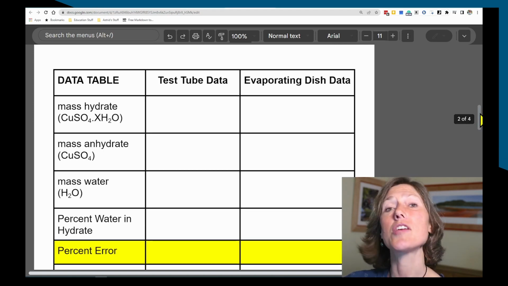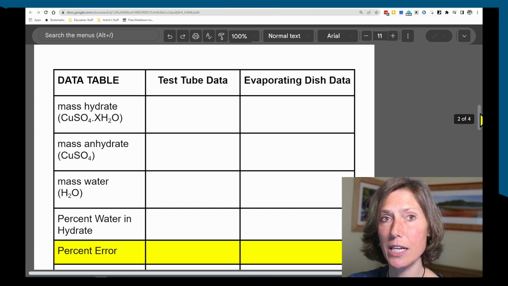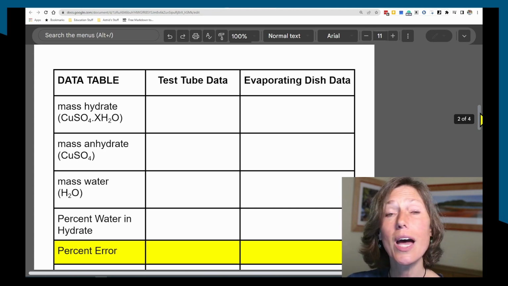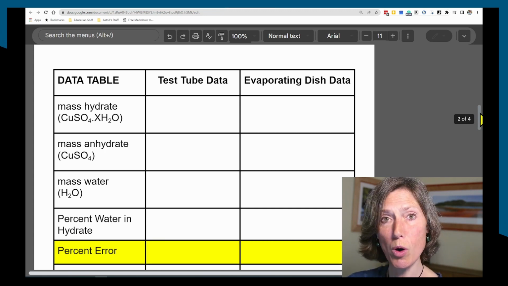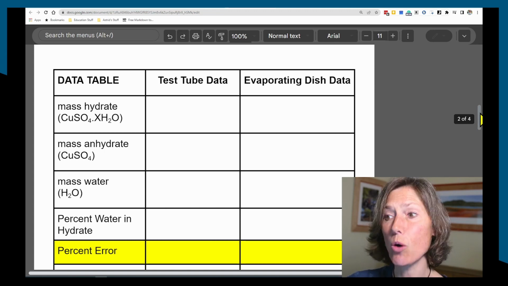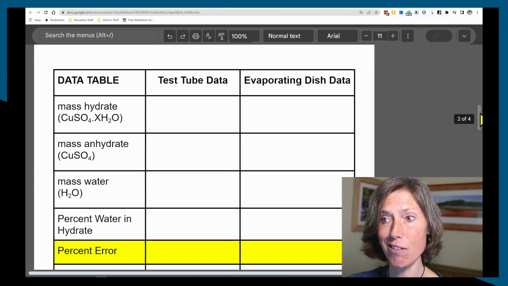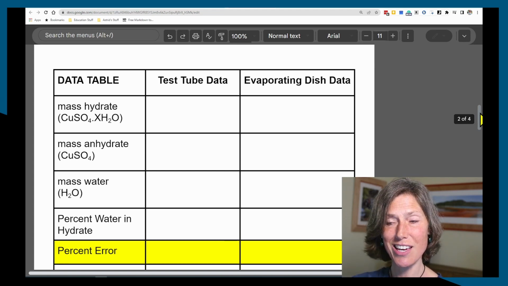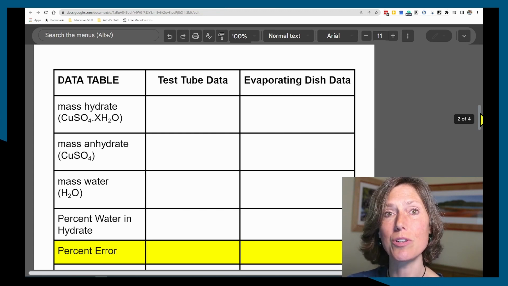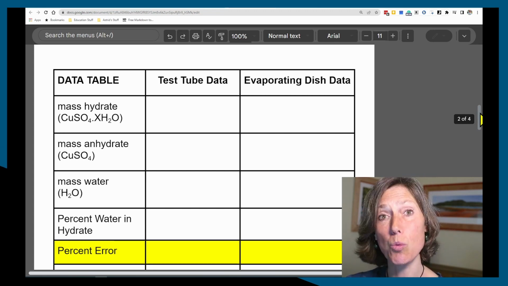The key thing is, I do give them a data table in advance because this is complicated enough that I'm not letting them construct a data table on their own. I help them with one of the two sets of data, either the test tube or the evaporating dish. Then the next lab cell, they switch, and now I do not help them with the actual data gathering and data analysis because I've already done it once with them.